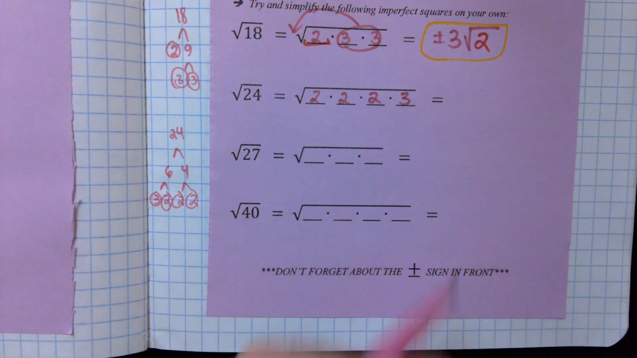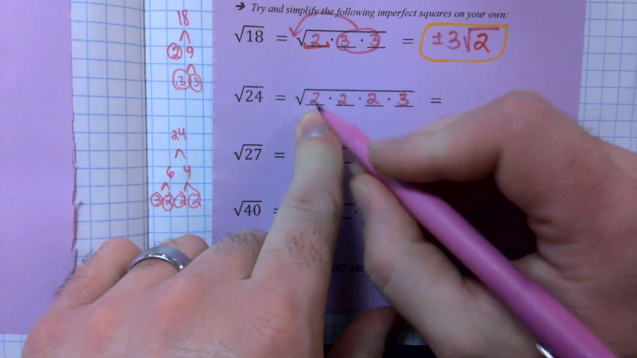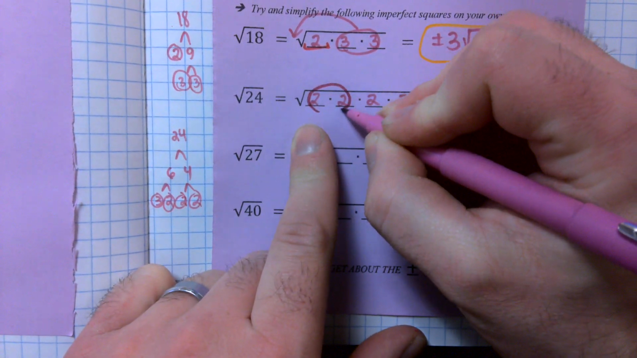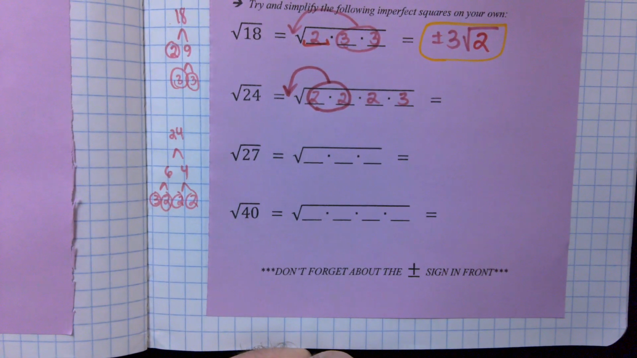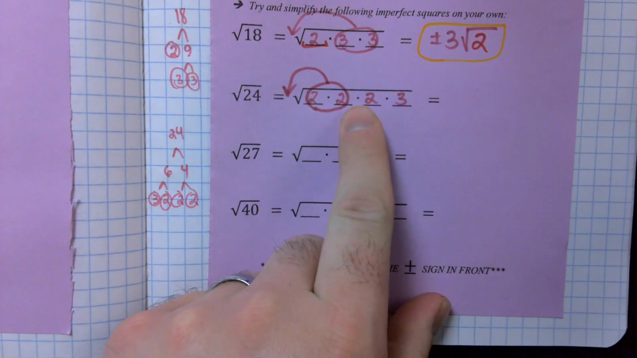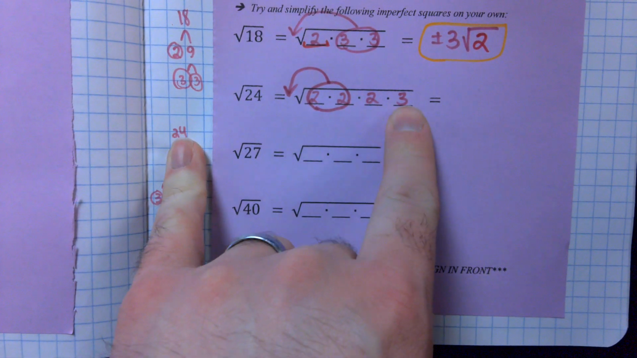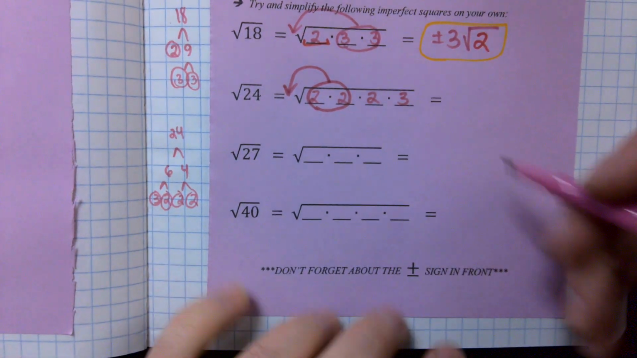Looking for pairs. Do I have any pairs I can circle up here? Yeah. Should I circle up 2 of them or all 3? Just the 2. I'm only looking for pairs. That pair of 2s comes out. Does this 2 have a partner to leave with? Nope. It's all alone. Does this 3 have a partner to leave with? No. So they've got to stay behind.